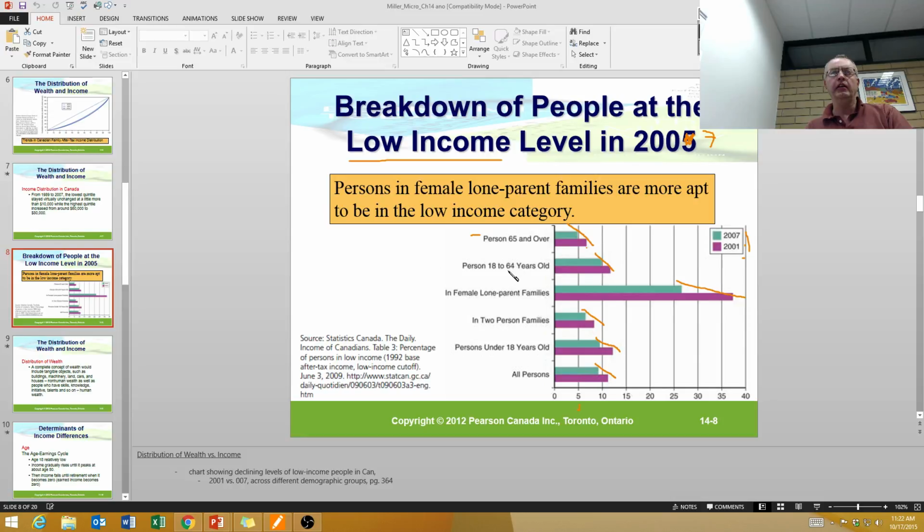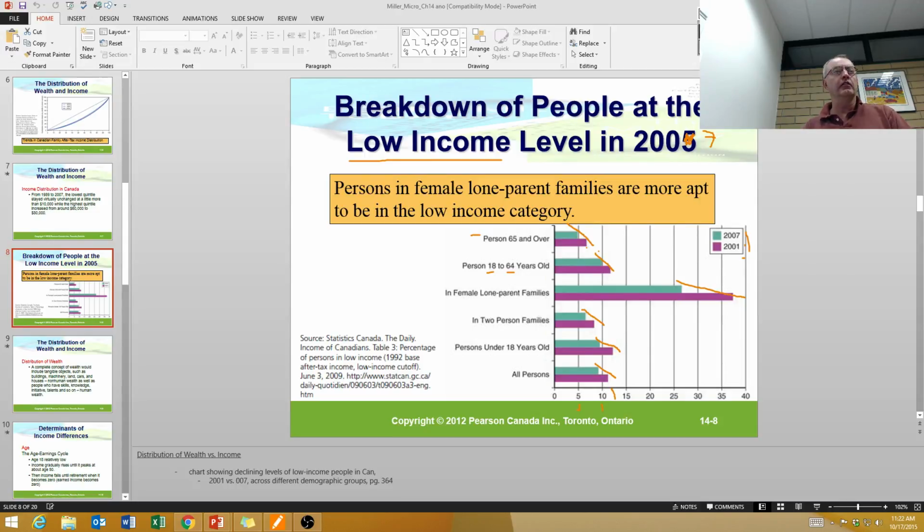And in the age 18 to 64 age group, in 2007 it was about 10%, whereas in 2001 it was about 12%. So we see this decrease in low-income families pretty well across the board between 2001 and 2007.